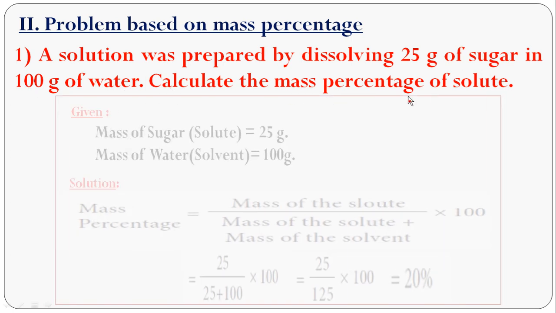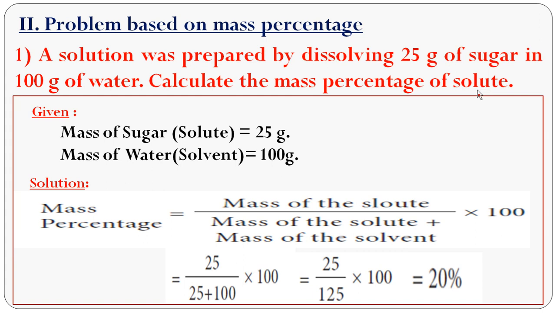Calculate the mass percentage of solute. What is given? Sugar is the solute and water is the solvent. Mass of the sugar, that is the solute, is equal to 25 gram. Then mass of the solvent, water, is equal to 100 gram. What is asking? Mass percentage.